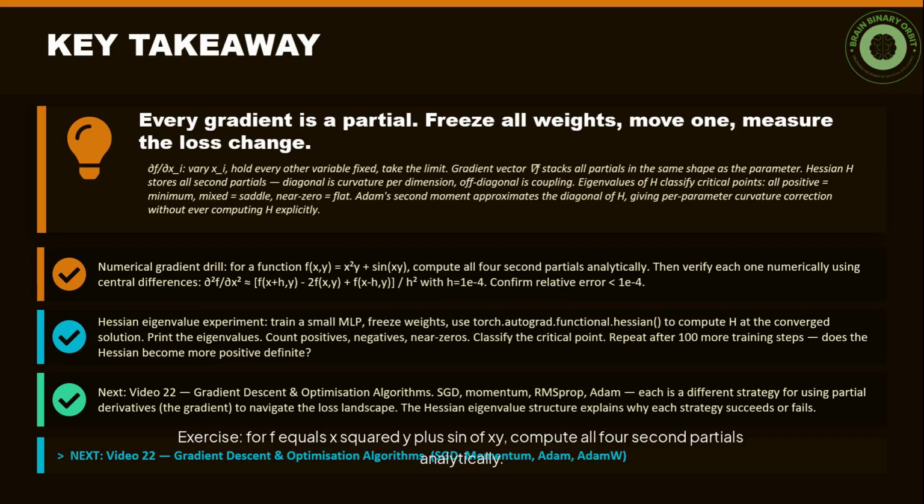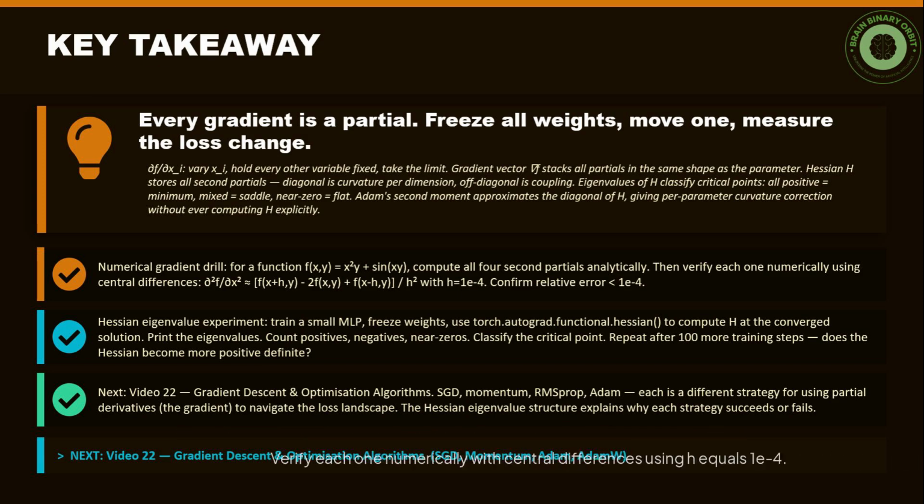Exercise. For f equals x squared y plus sin of xy, compute all 4 second partials analytically. Verify each one numerically with central differences using h equals 1e-4.